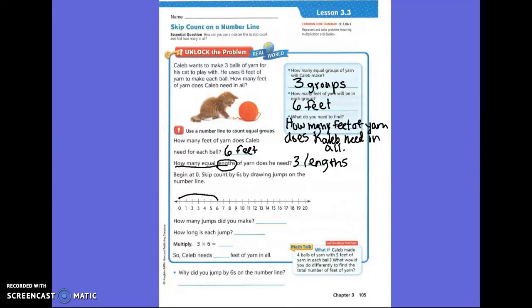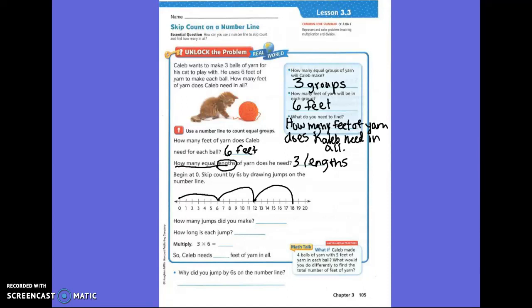That's 1 cat ball. Okay, so we need another cat ball. So how many more numbers are we going to jump? 6 more. So from 6 to 12. That is now 2 cat balls. Now we're going to jump another 6. And how much will that be? 18. And that is how many balls? 3. Is that how many we're supposed to have? Yes.